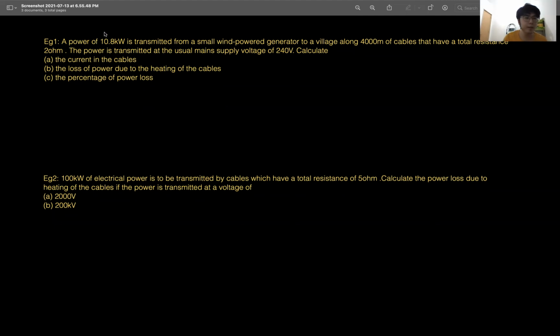A power of 10.8 kilowatt is transmitted from a small wind power generator to a village along 4,000 meters of cables that have a total resistance of 2 ohm. The power is transmitted at a usual main supply voltage of 240. Okay, during the transmission, what is the voltage? 240. Calculate the current in the cable.